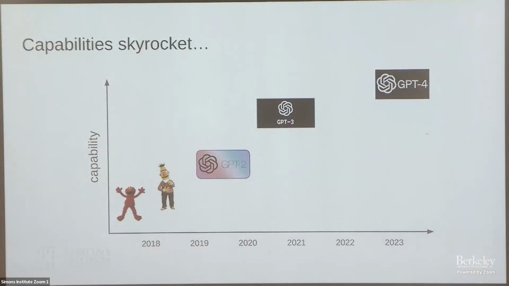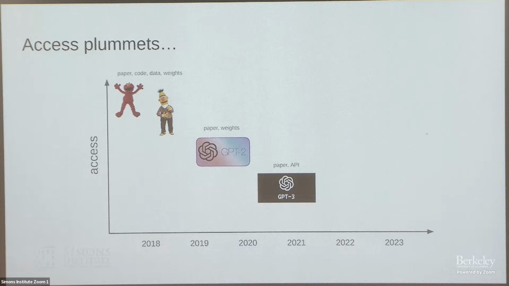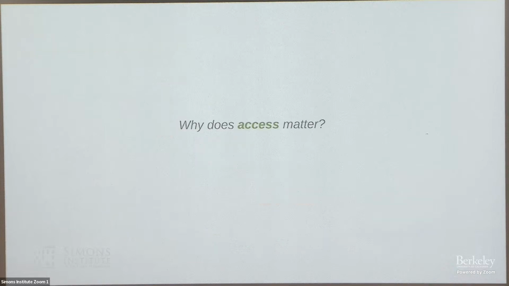So we've seen this story where capabilities increase over time, but what I think is really concerning is the symmetric picture where access to assets decreases over time. We used to have papers, code, data, weights, which you can study. And now we have an API. It's a good API, but it's just an API. And so you can ask the question, why does access matter? I want to argue that this is maybe more fundamental than people think about.